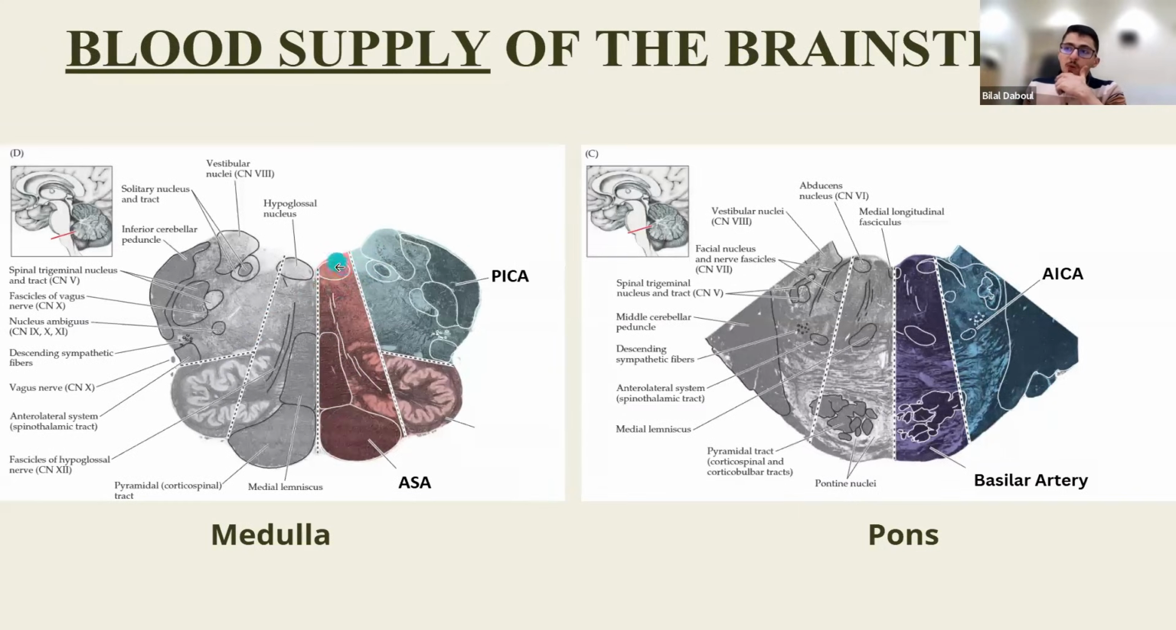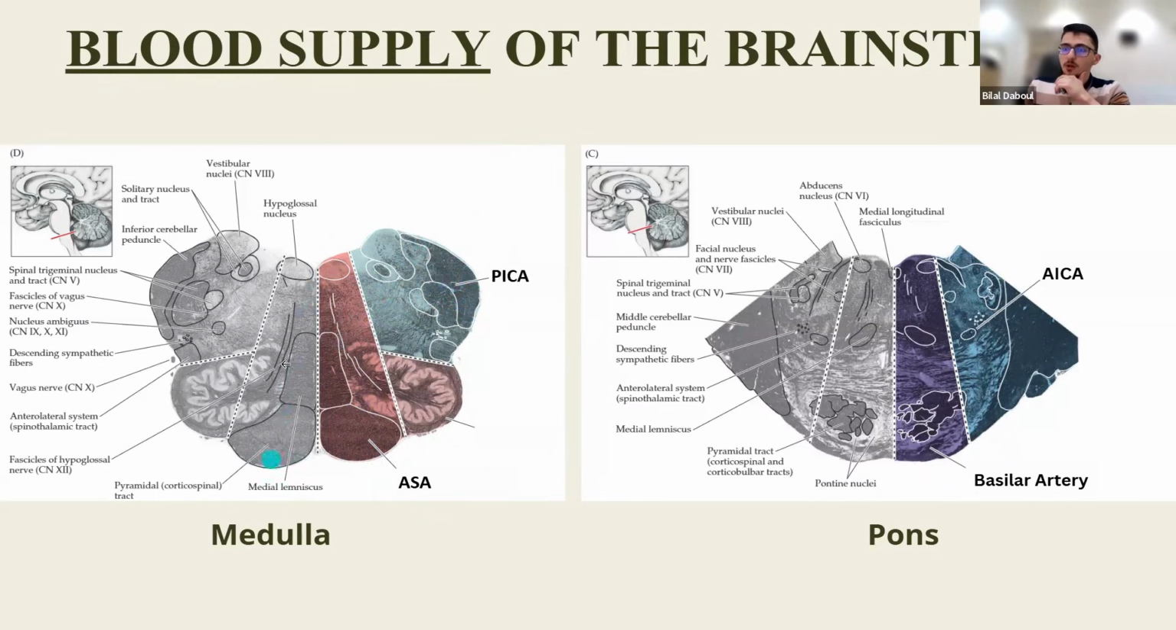The most important, in my opinion, would be the hypoglossal nucleus, because it's the distinguishing feature of strokes that involve the anterior spinal artery. So if you have occlusion of the anterior spinal artery, you lose blood supply to this whole strip of tissue, and you would end up with medial medullary syndrome. So ischemia to the medial medulla equals medial medullary syndrome. Ischemia to the lateral medulla, which is this bluish portion, would be lateral medullary syndrome through occlusion of PICA.